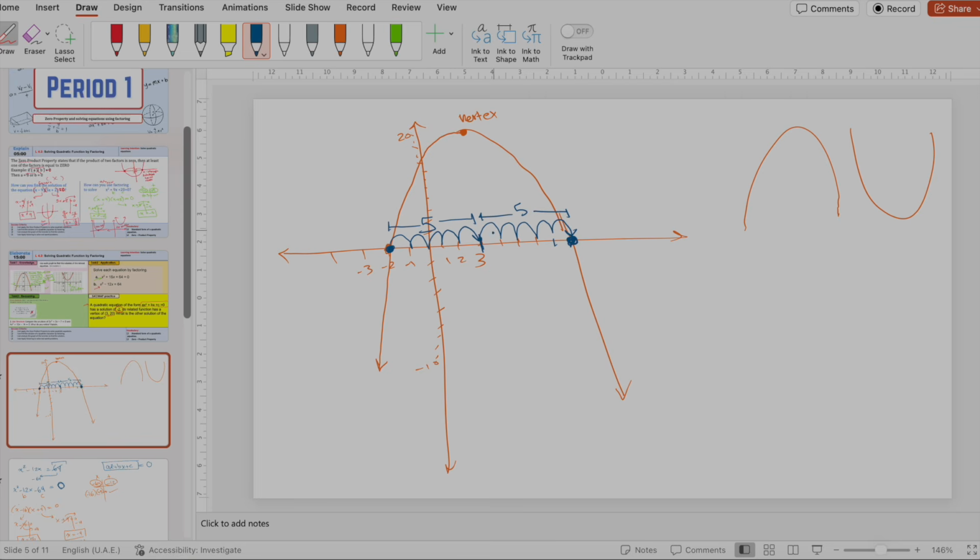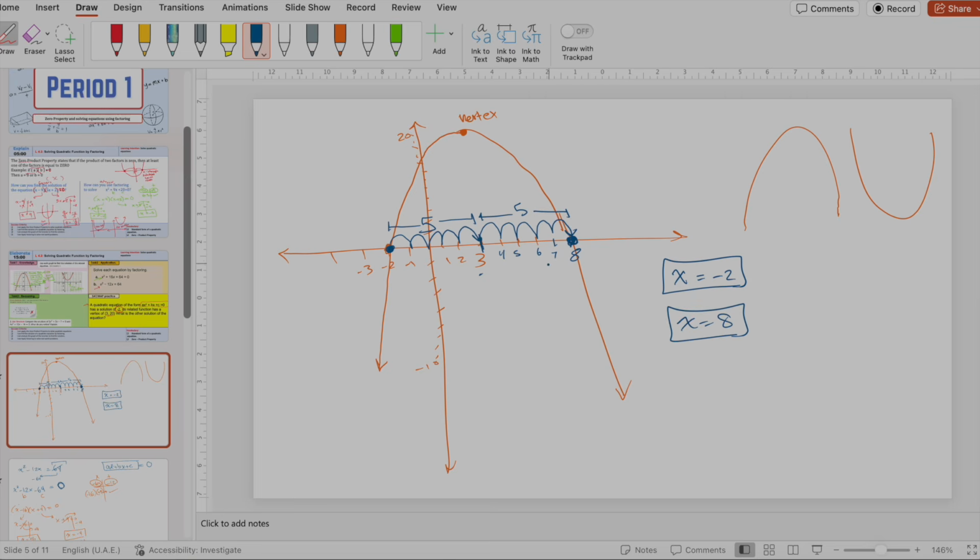Count how much is 5 away from the 3. 3, 4, 5, 6, 7, 8. It should be at 8. So I have two solutions. One of them given by the question. The other one is at x equals 8.